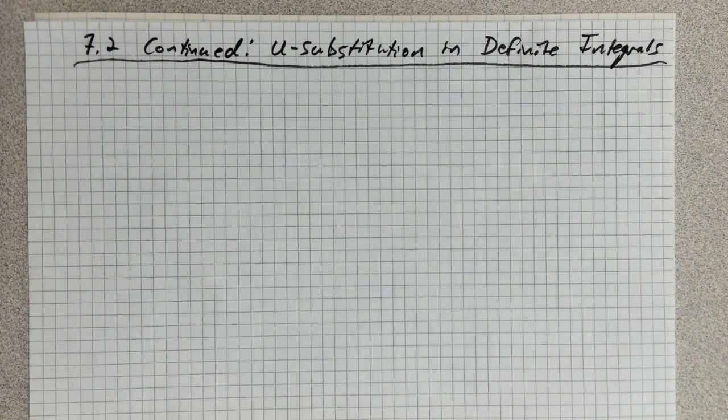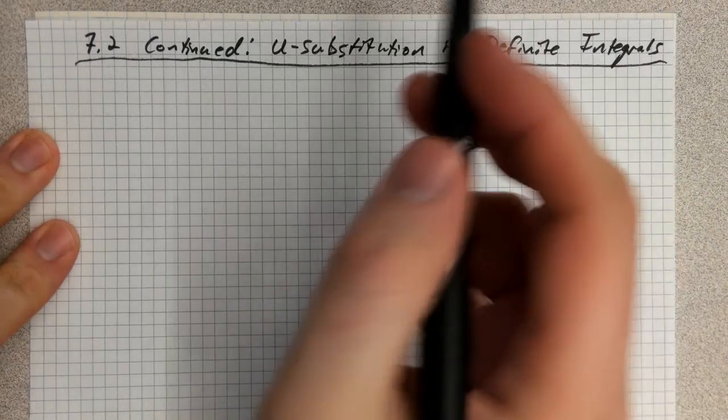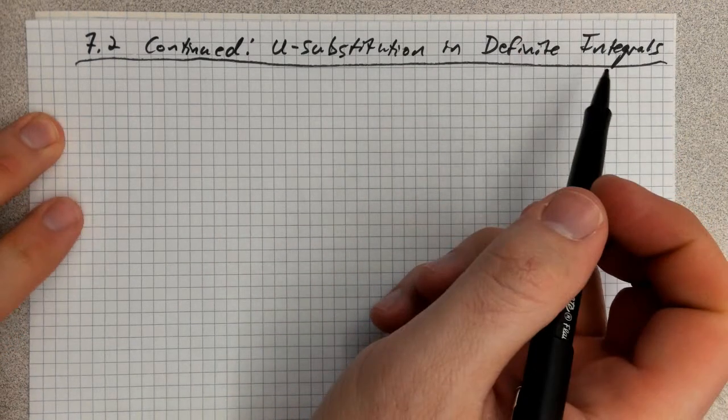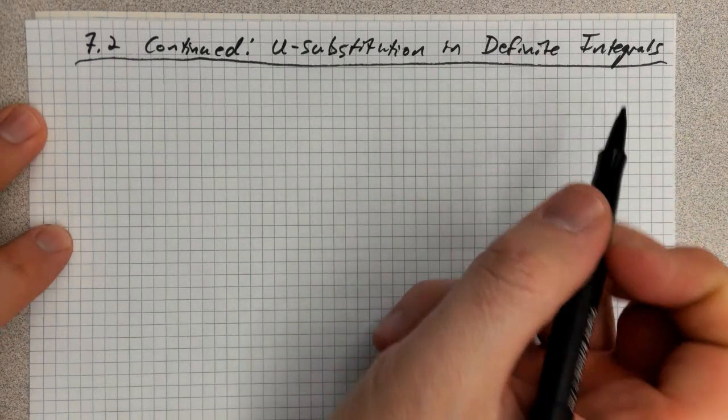Okay, we're going to talk about section 7.2, the rest of it here. It is U-substitution in definite integrals. Let's go ahead and get started. So we've talked about the difference between indefinite integrals and definite integrals. We've talked about U-substitution in indefinite integrals.